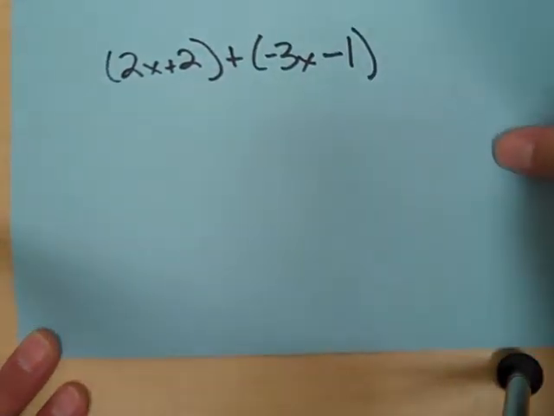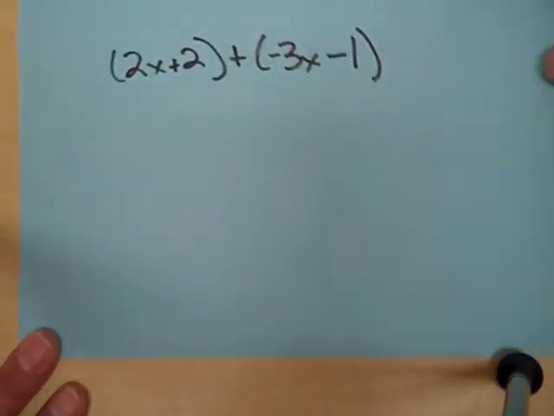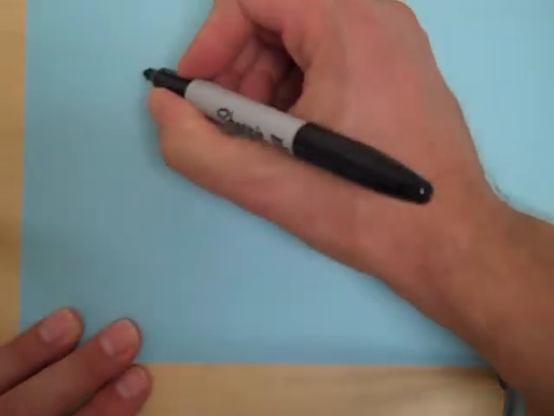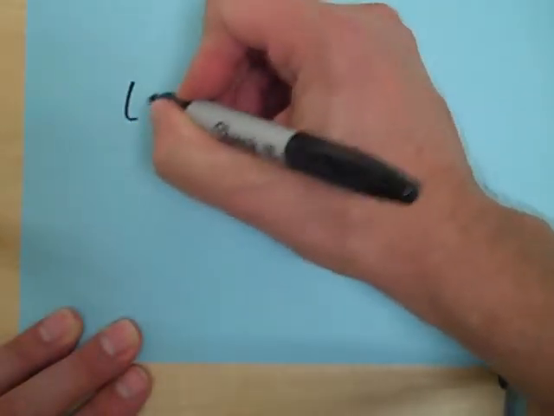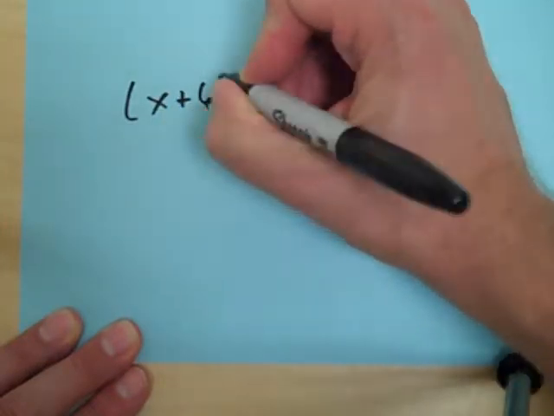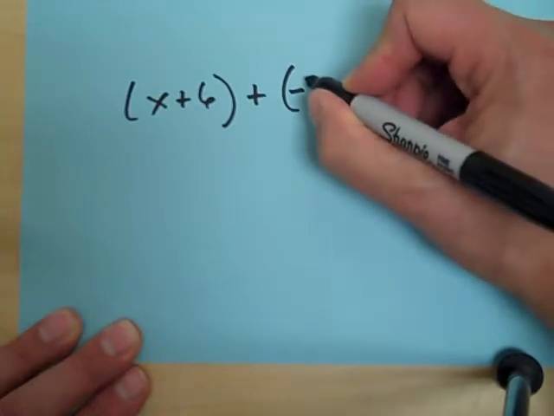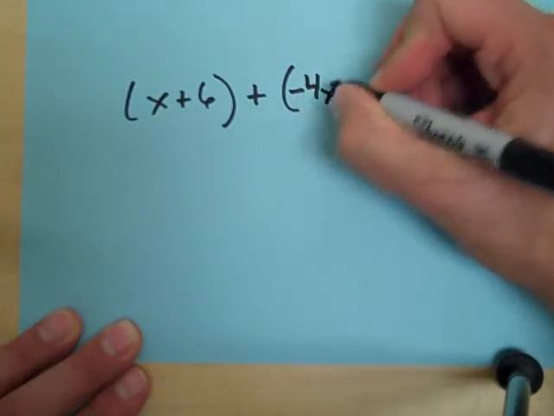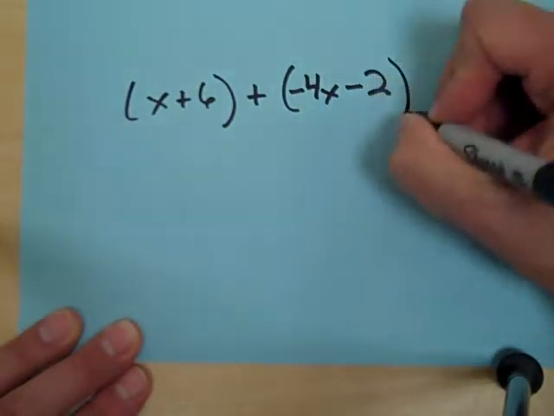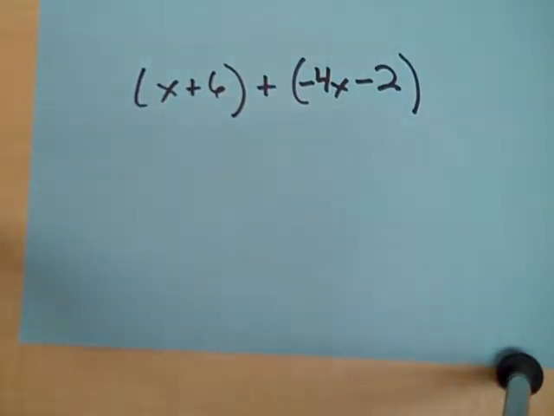Let's just look at one more example on the simplification end. Let's bring in a new sheet of paper, and let's say I had, in my first parenthesis, an x plus 6, and I'm going to add to that a negative 4x minus 2. So go ahead and practice this. If you want to stop the video and model it on your own, please do that.